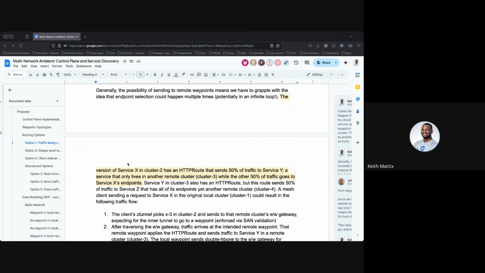So today, in single cluster, if you send to a waypoint, the waypoint does endpoint selection, and when the waypoint is done, it sends to a pod IP. With this model, where you can send to remote waypoints, and potentially a waypoint gets into a remote waypoint, depending on the policy being applied, you can get into an infinite loop essentially.